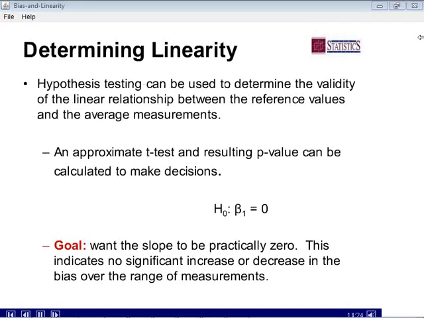Also, you may want to do a hypothesis test to determine the validity of this linear relationship, because again, eyeballing it or just calculating percent linearity may not tell you the whole story. You say, well, I've got a small slope, so my percent linearity will be small. Well, that's good, but how small is small? Right? So we could do approximate t-tests and look at p-values to make the decision. So we're basically testing the hypothesis that beta 1 is equal to 0.